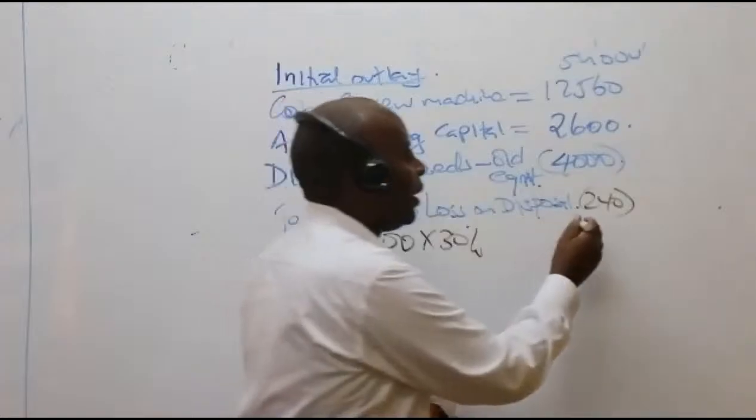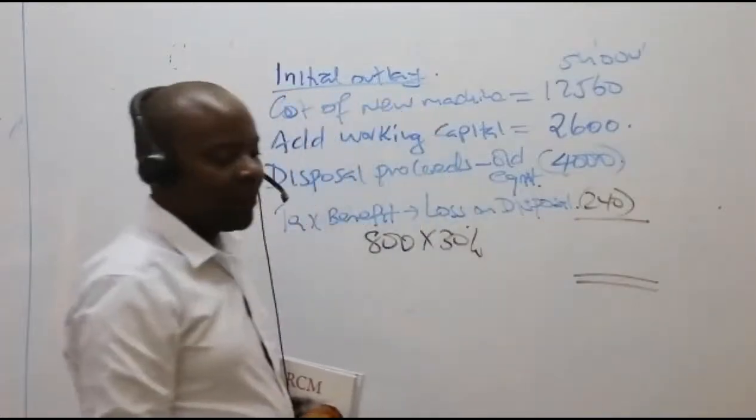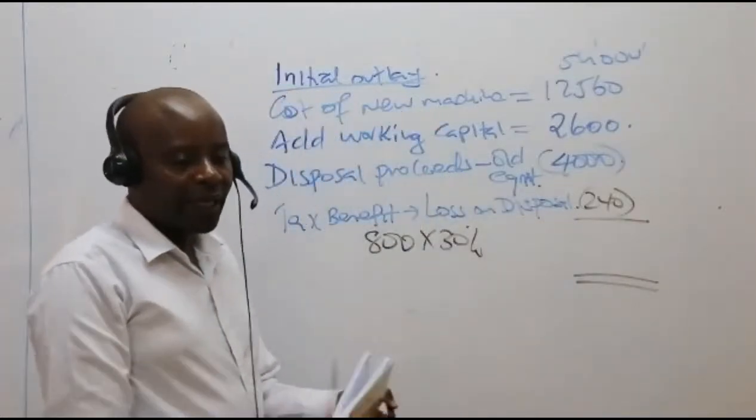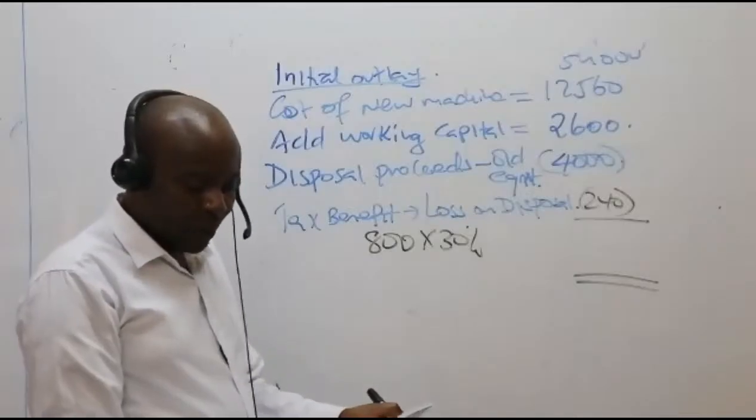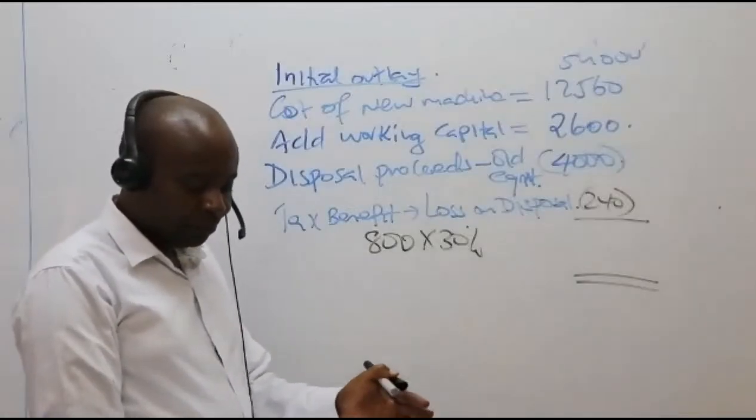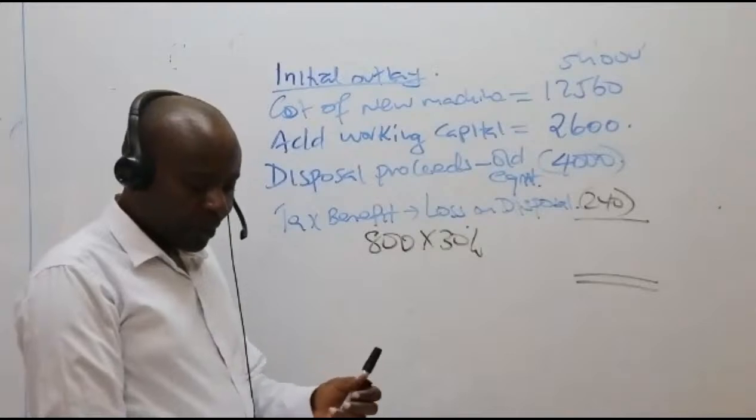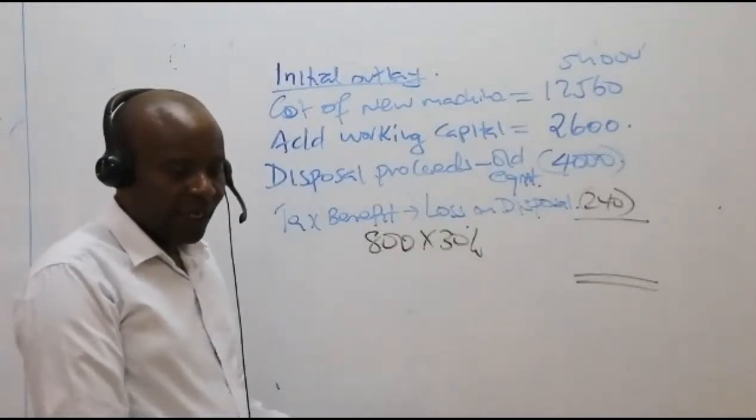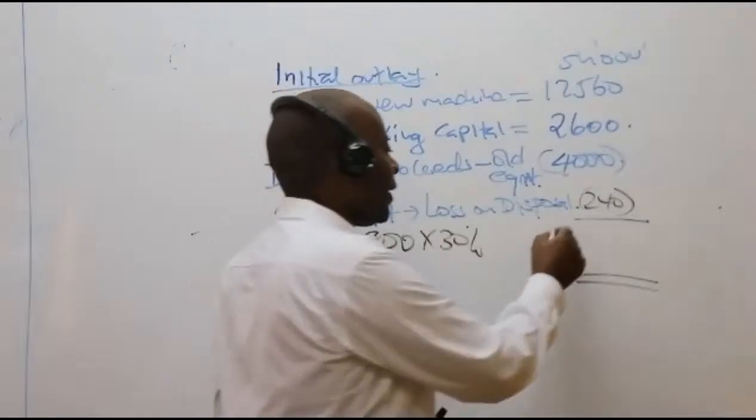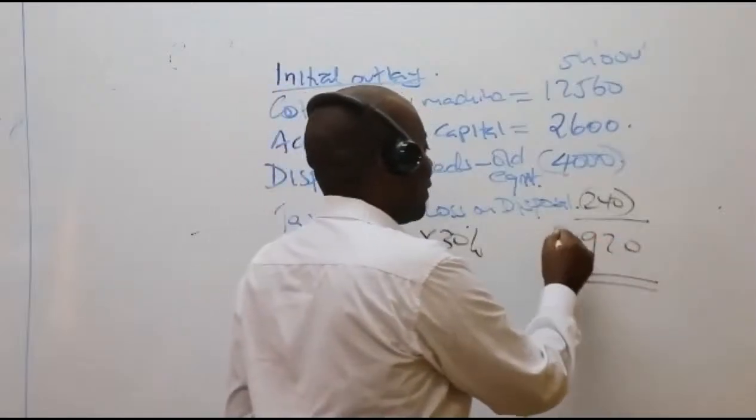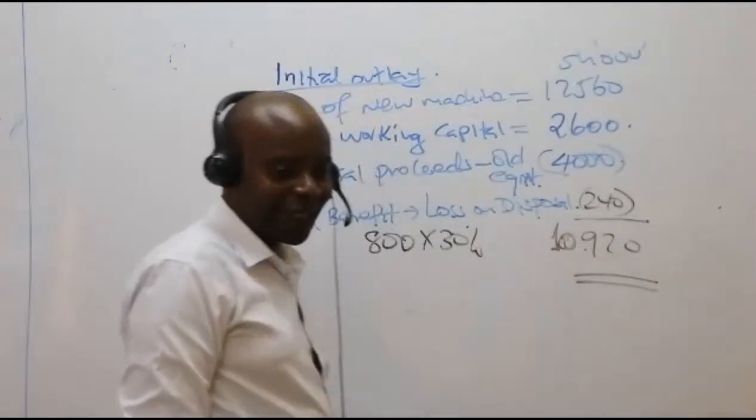So then at the end of the day, what figure are we looking at as our initial outlay? Somebody is giving me a figure of 10,920. 10,920. And there is a student who got this figure correct.